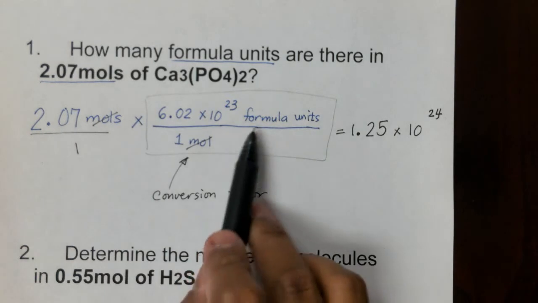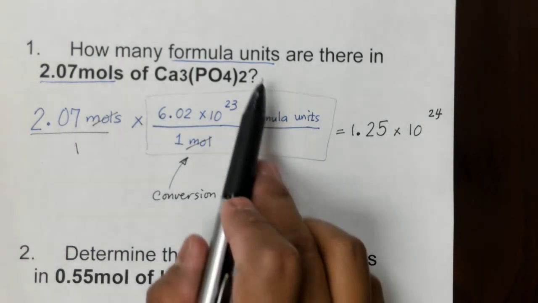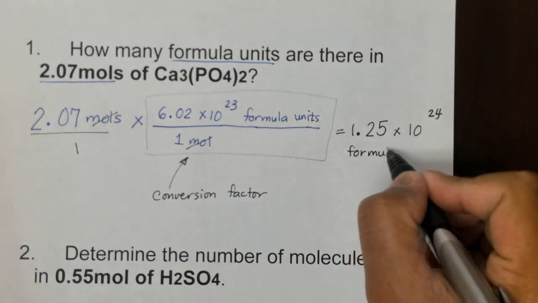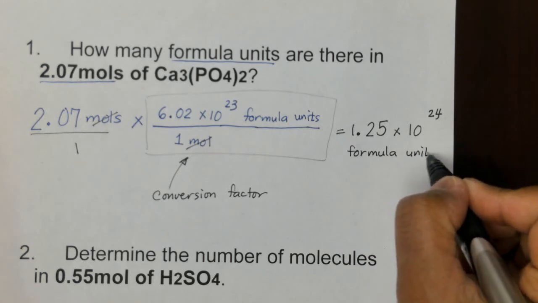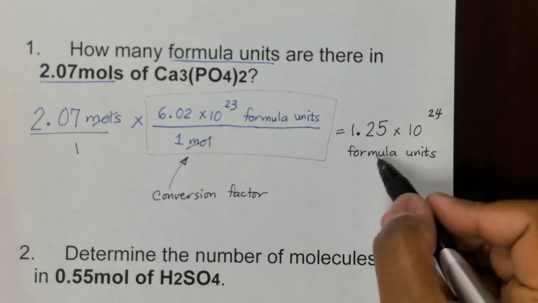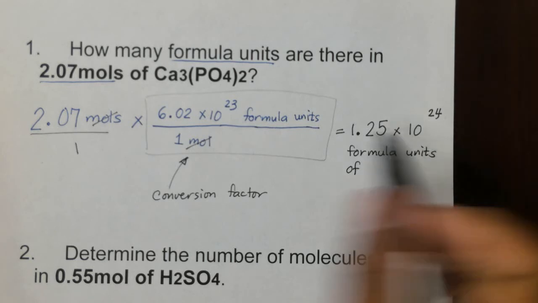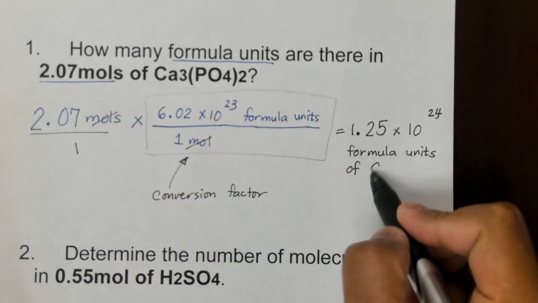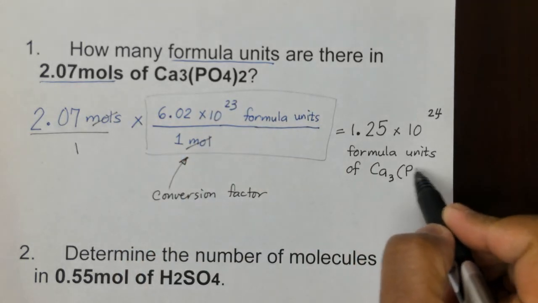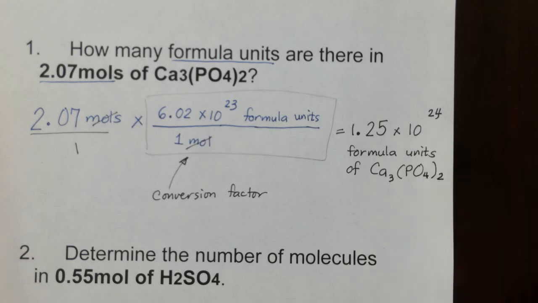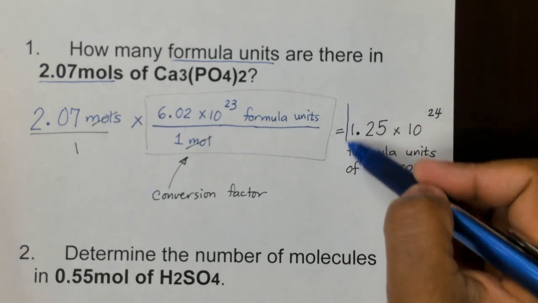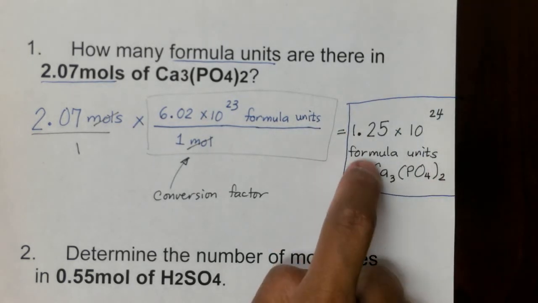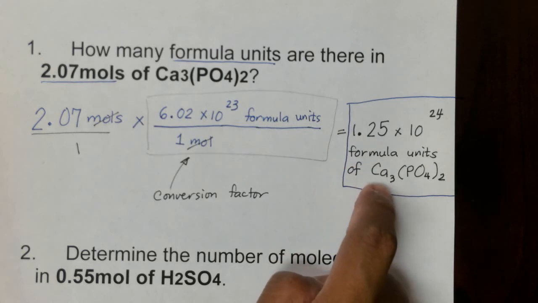And then, whatever is the unit that's being asked in the problem, that is the unit of our answer. So that's 1.25 times 10 to the 24 formula units of, so we're now going to specify the entire substance, the chemical formula that is asked in the problem. That is Ca3(PO4)2. All we need to do is just copy that. And so we now get the final answer for this problem. The whole answer should be the number, the unit, and the substance. 3 things.